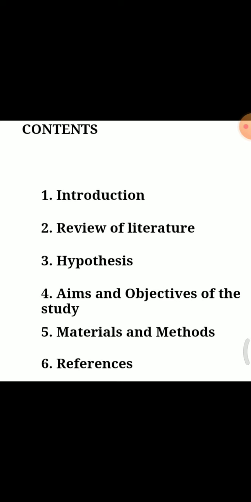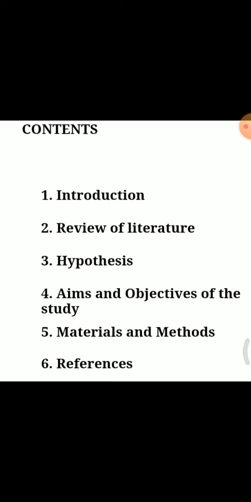Third one is hypothesis. It is the possibility that you are hypothesizing: depending on this literature review, we hypothesize that this can be possible, like some pathways can be involved in causing toxicities or any expected outcomes.